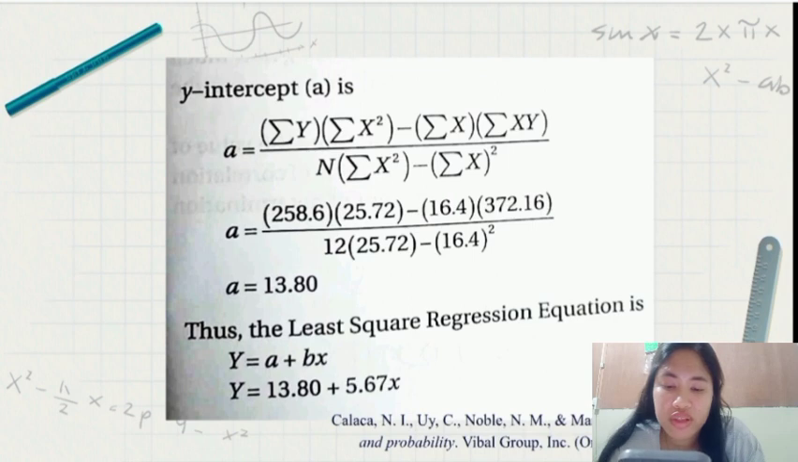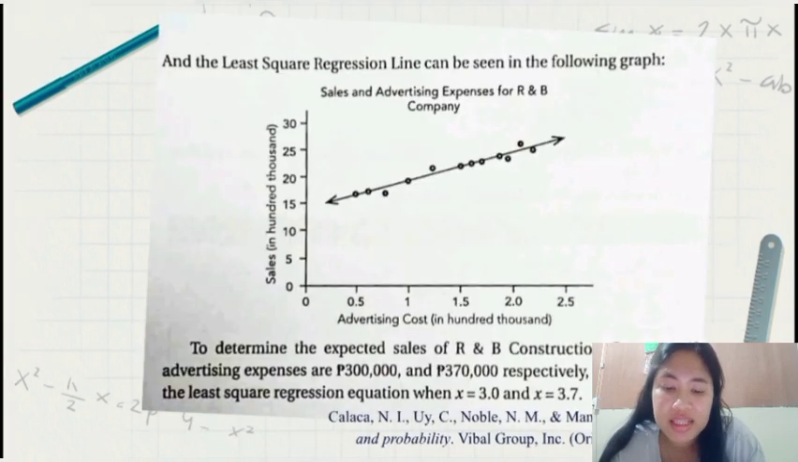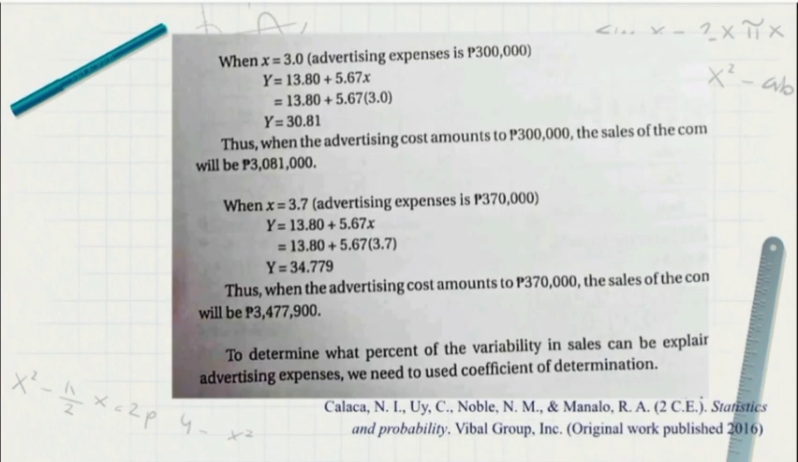And the least square regression line can be seen in the following graph. To determine the expected sales of R&B Construction Company, if advertising expenses are 300,000 and 370,000 respectively, let us solve for the least square regression equation when x is equivalent to 3. And to further understand, I have downloaded here a video from Sir Ram's YouTube of Matuklasan YouTube videos.